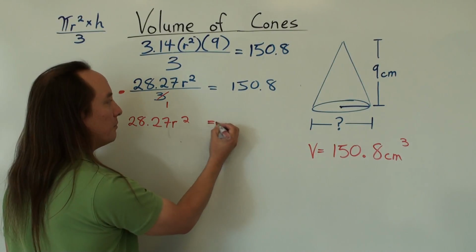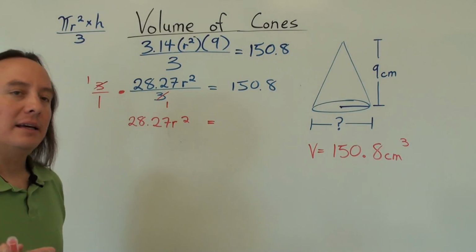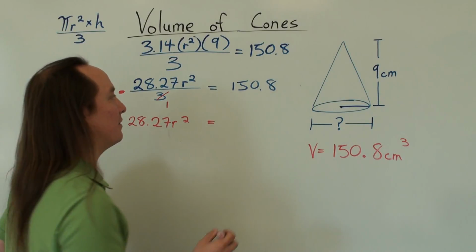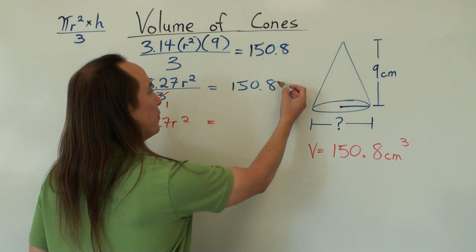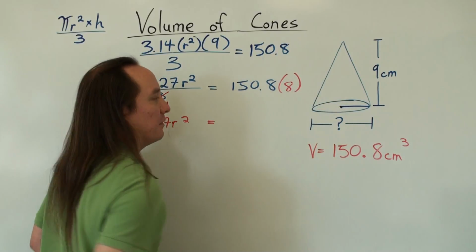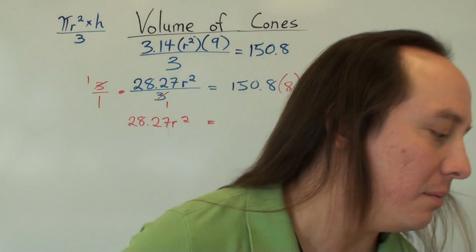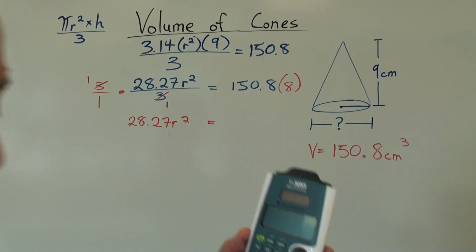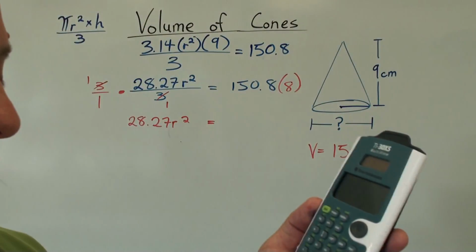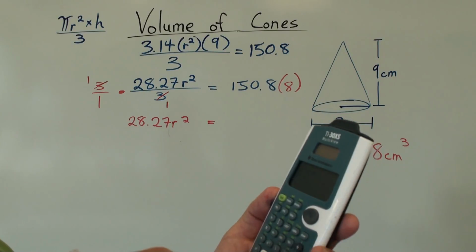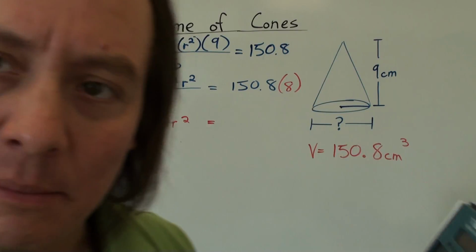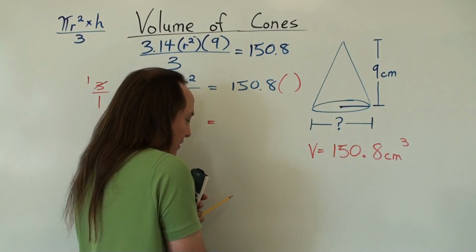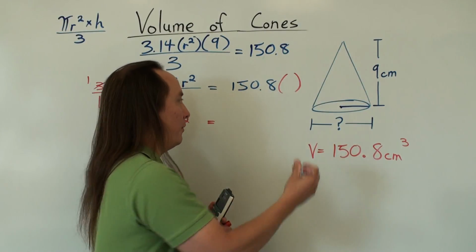Anyway, equal to 150.8. But what I did to this side, which was multiply by 3, I have to do that to the other side. So let's just go ahead and put a little pair of parentheses here, and we'll say times 8. I'll break out the calculator just because it's kind of a funky decimal, right? So 150.8 times 8 times 8. Why did I put times 8? Did you guys catch that? Jeez, I didn't catch it. Let's go ahead and fix that before we move forward.